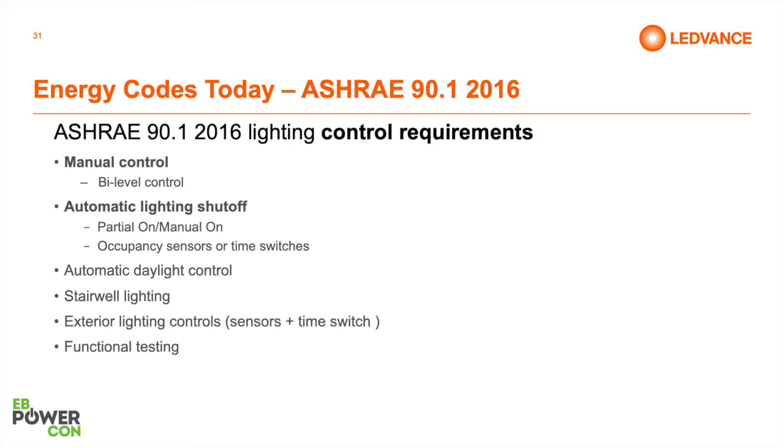As I mentioned before, you need to look at energy codes too when you're doing lighting design. ASHRAE 90.1 2016. These are all things that need to be thought of when you're doing retrofits as well as new construction. So you have to implement some controls into your designs.